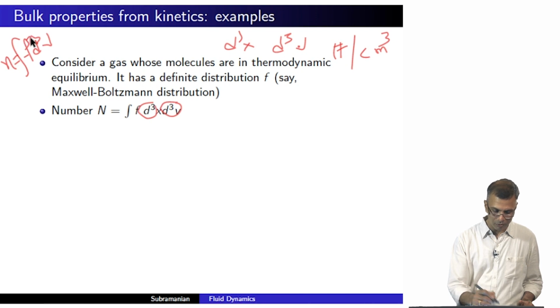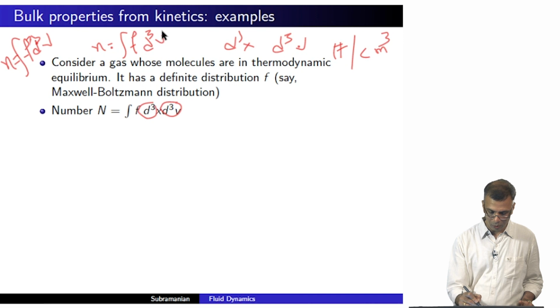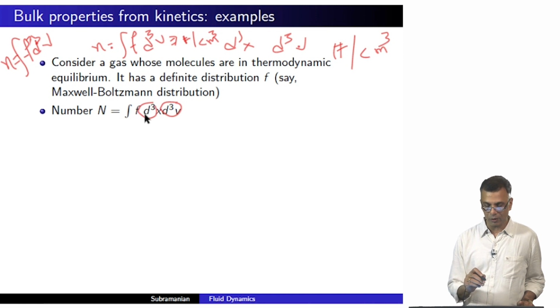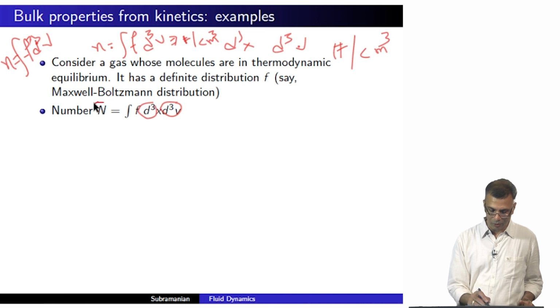This is supposed to be a 3. Let me write this again. N is equal to the integral of f d cubed v, and this would give me the number per centimeter cubed. That's because I'm not integrating over d cubed x. If I integrate over d cubed x, then the per centimeter cubed goes away and I get just the total number here, which is a dimensionless quantity.